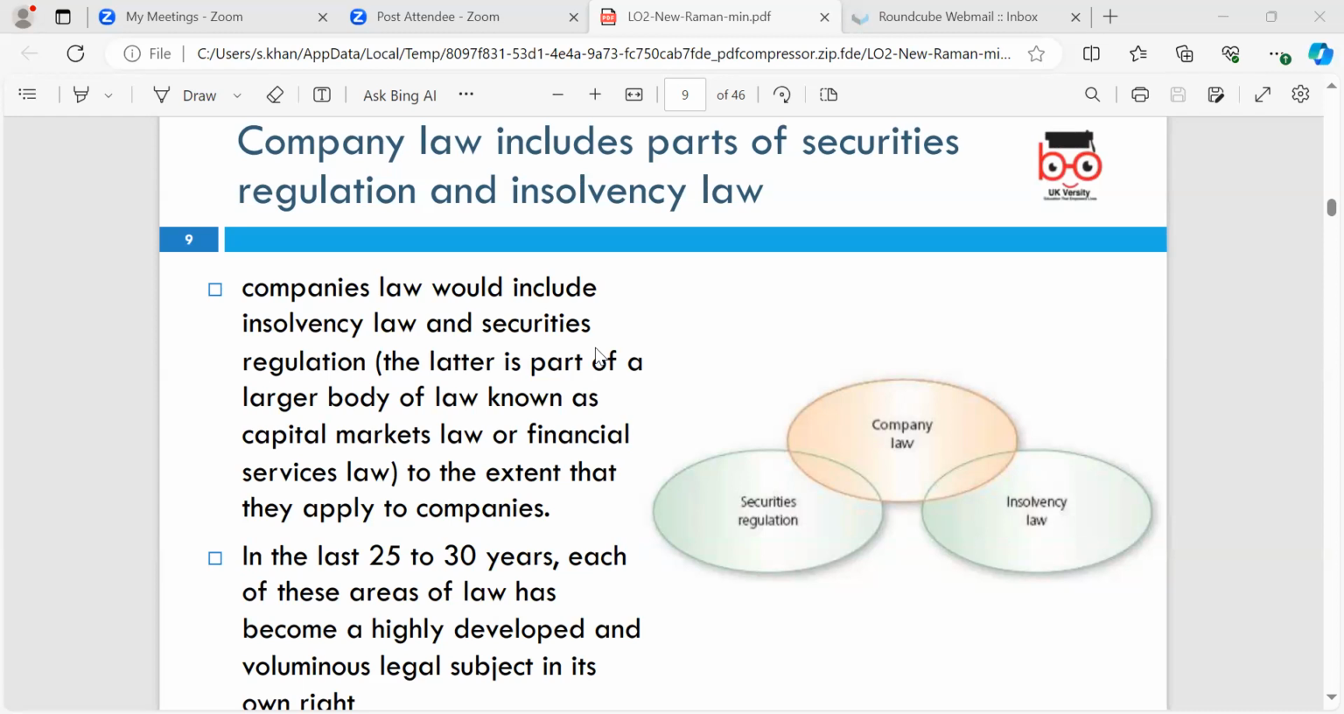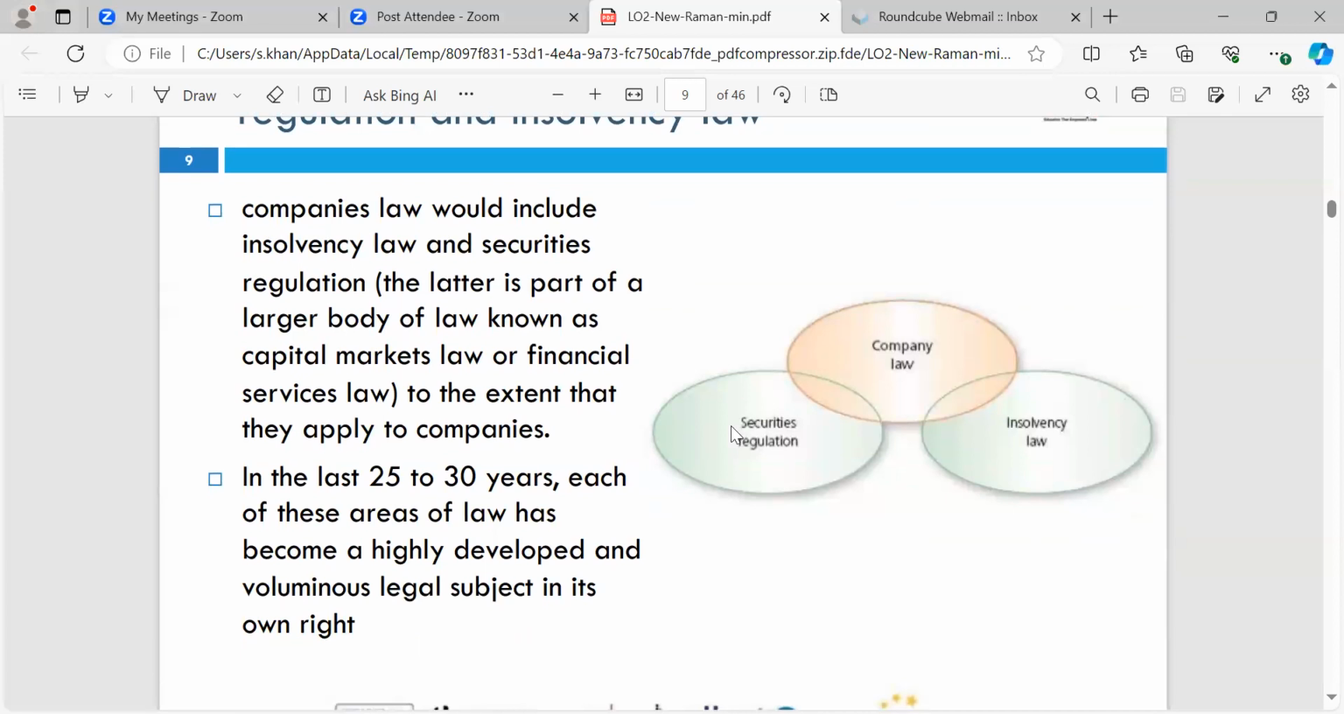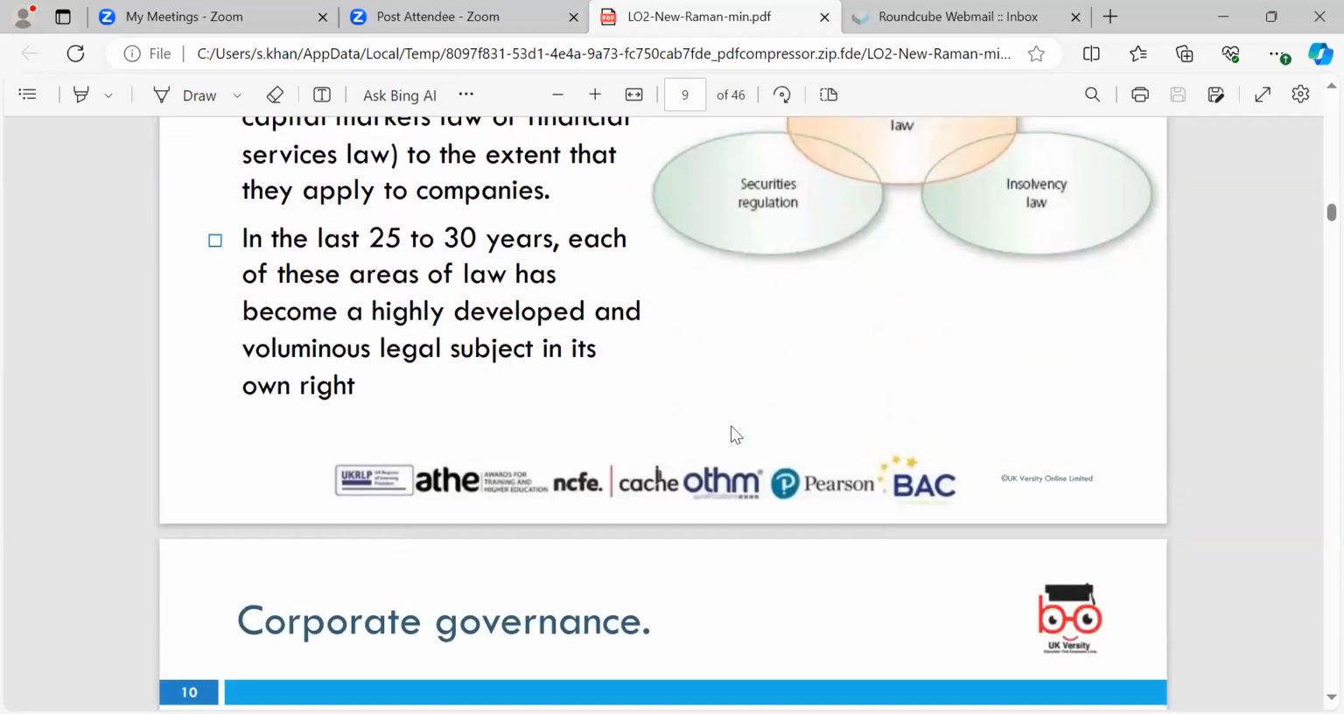The next one is company law includes parts of security regulation and insolvency law. So company law would include insolvency law and securities law. The latter is part of a larger body of law known as capital markets law or financial services law to the extent that they apply to companies. In the last 20, 30 years, each of these areas has become a highly developed and voluminous legal subject in its own right.